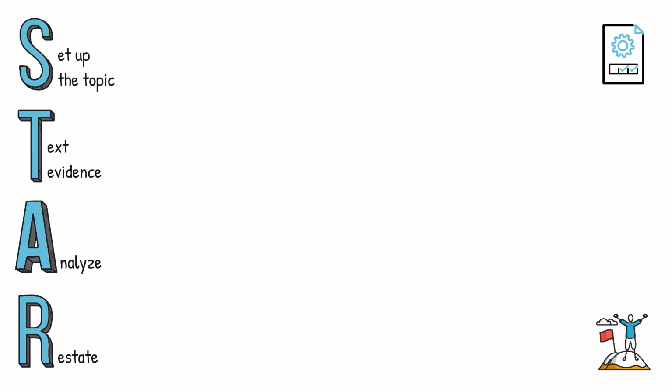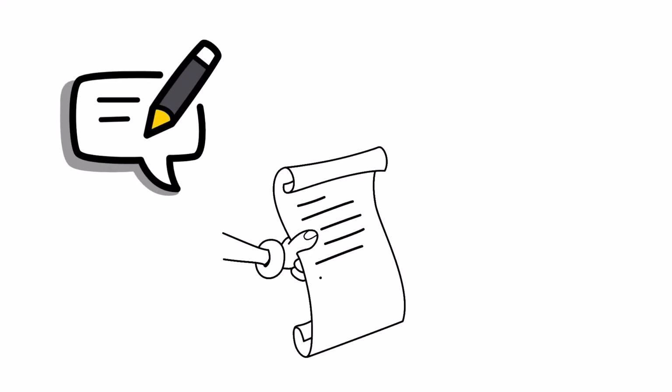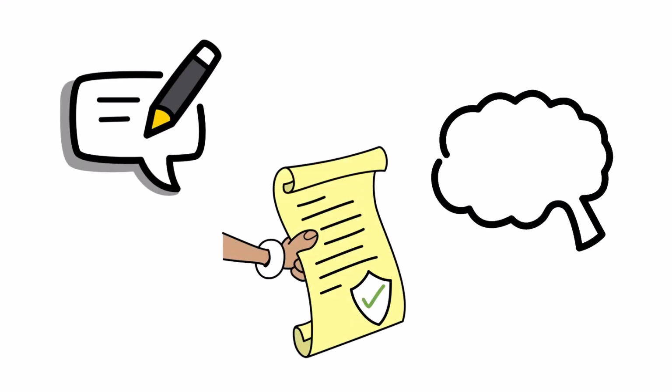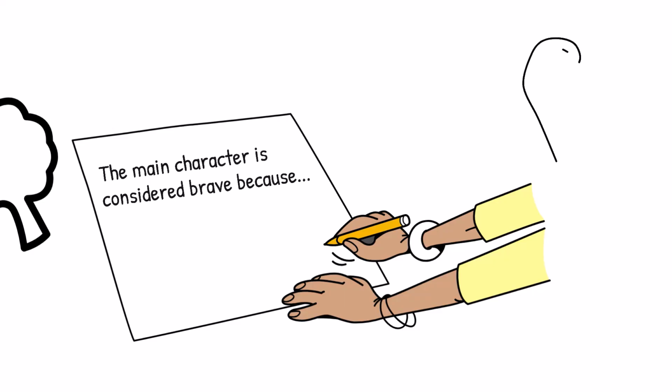The first step is set up the topic. This means guiding students to restate the question or prompt in their own words. It's a way to clarify what they're being asked and begin their response with focus. For example, if the prompt is, "Why is the main character considered brave?" a student might begin with, "The main character is considered brave because..." This sets the stage and shows they understand the question.